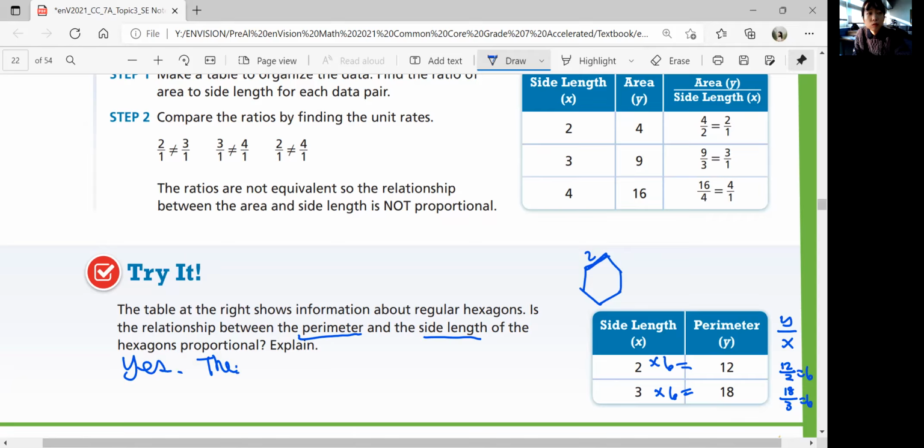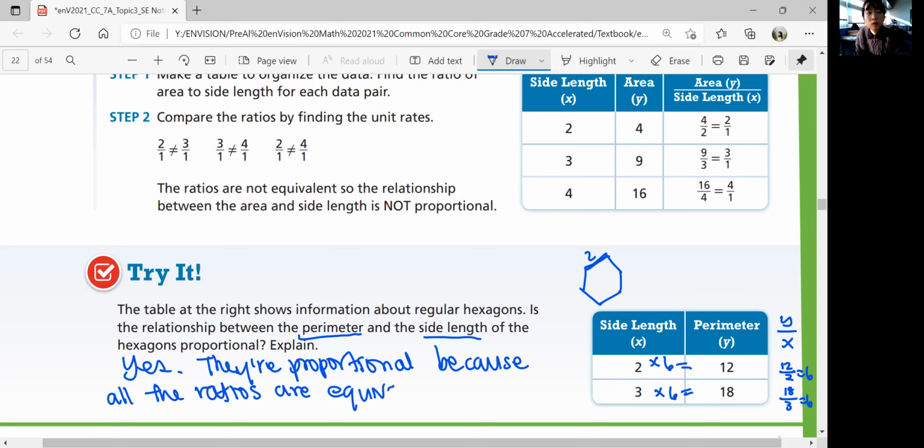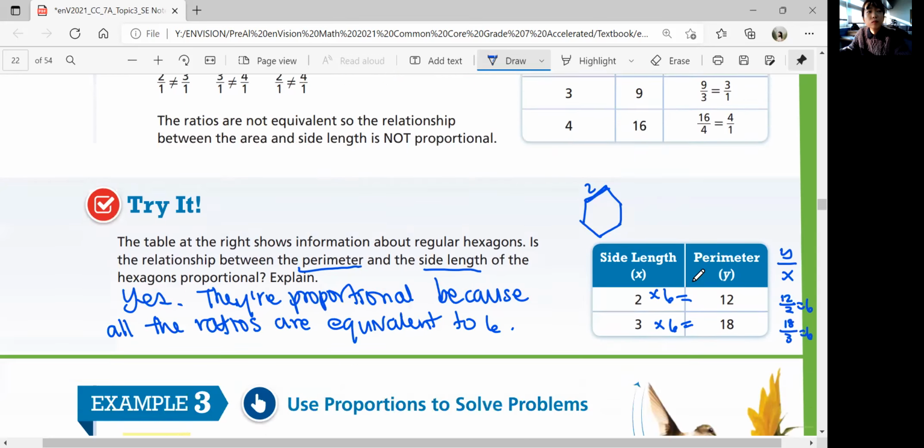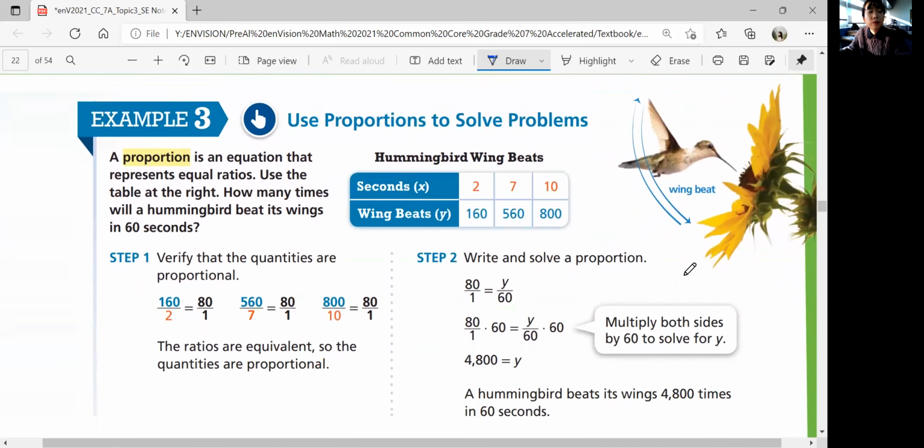They're proportional because, explain, all the ratios are equivalent to 6. Okay, let's look at example 3.